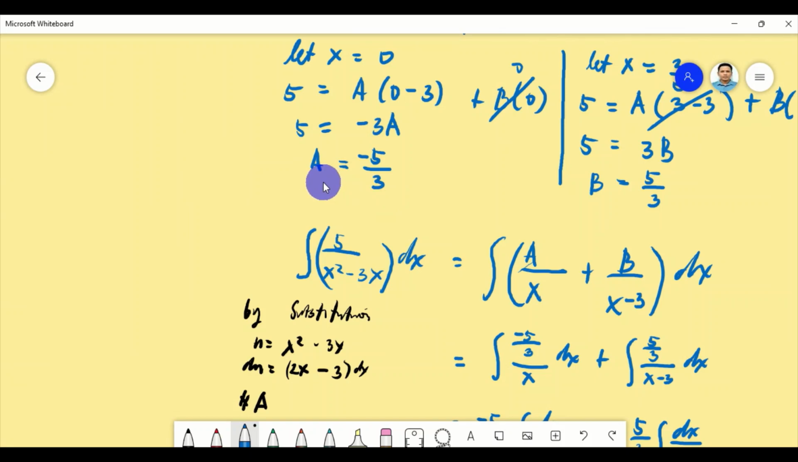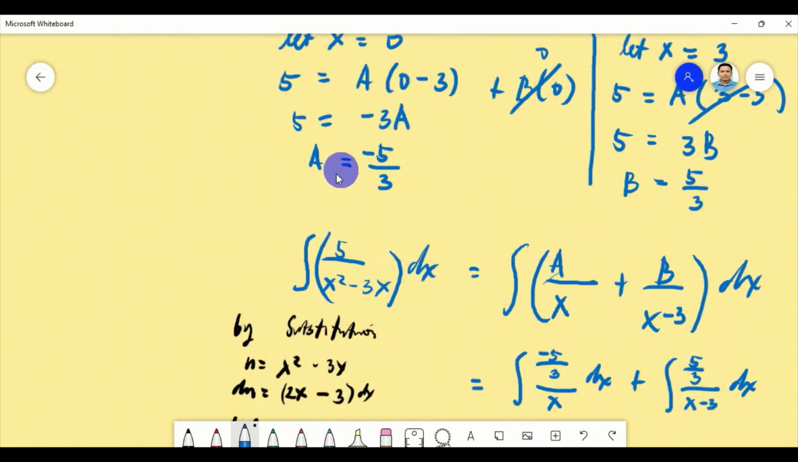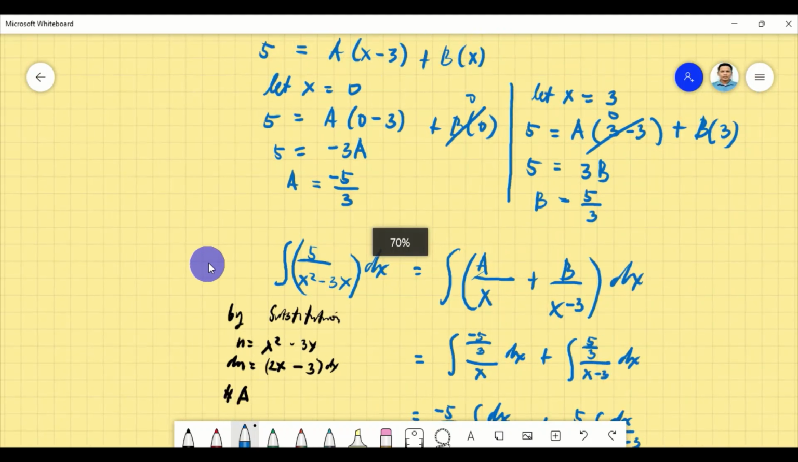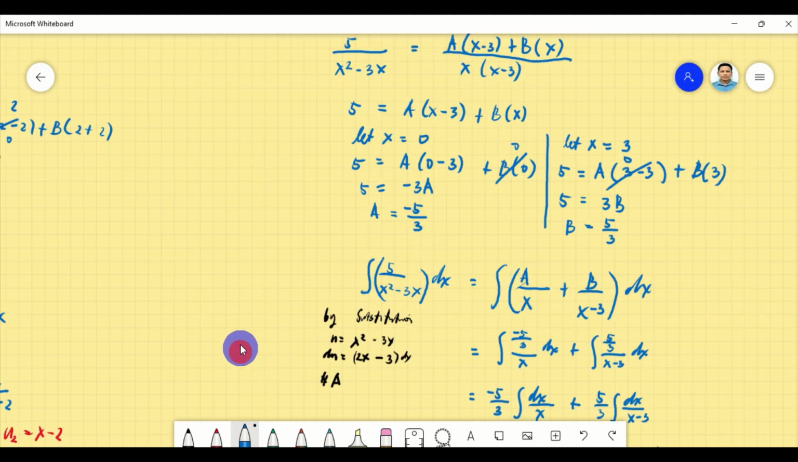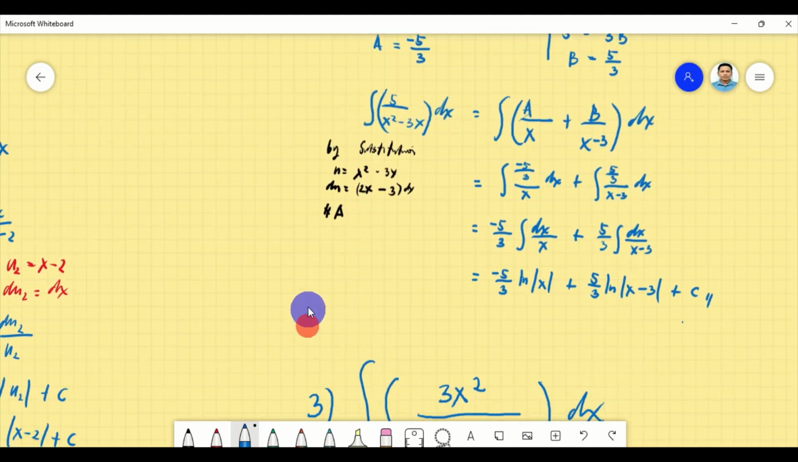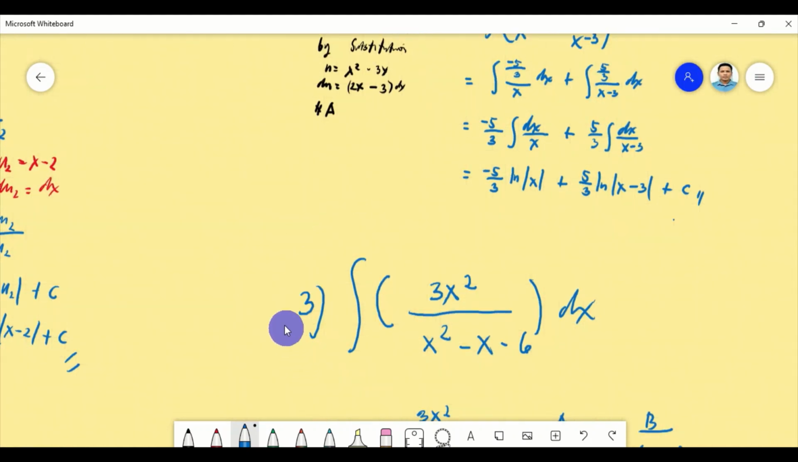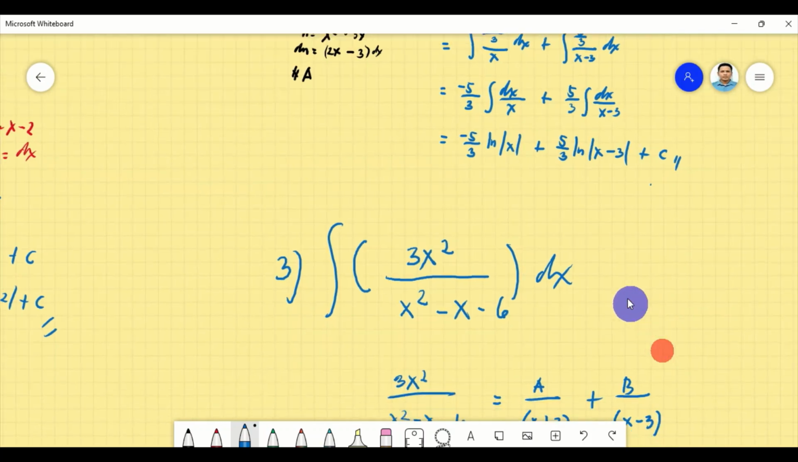So, for this example, A here is negative 5 over 3 and B is 5 thirds. So the difference is the sign. But you can see here in example number 3 that our A and B can have distinct values other than the condition that I mentioned earlier.